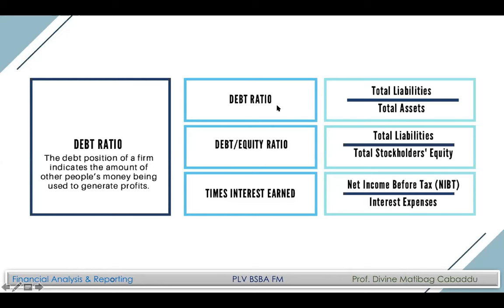So when computing for debt ratio, this is the formula: total liabilities over total assets. What percentage of your total assets is financed by creditors? Then debt equity ratio naman, the formula is total liabilities over stockholders' equity, and times interest earned, net income before tax, or it's also known as operating income. Okay, it means to say before you deduct your interest and taxes divided by the interest expenses of your long-term obligations. So it measures the ability of the company to pay its contractual payments.